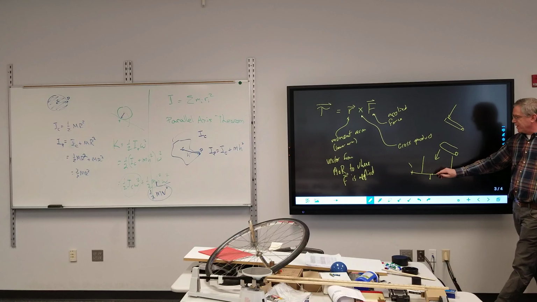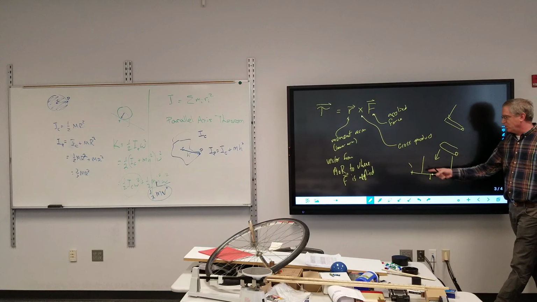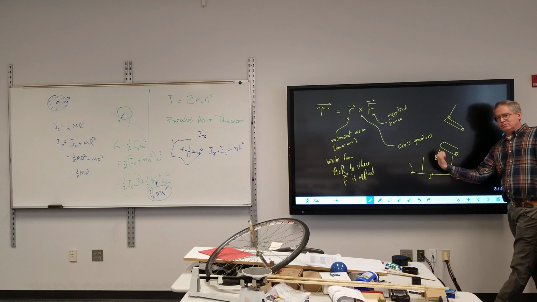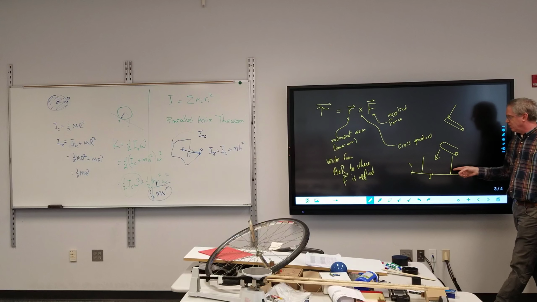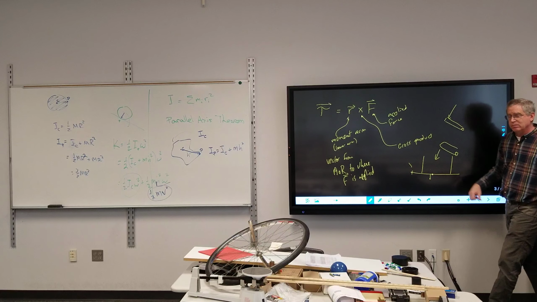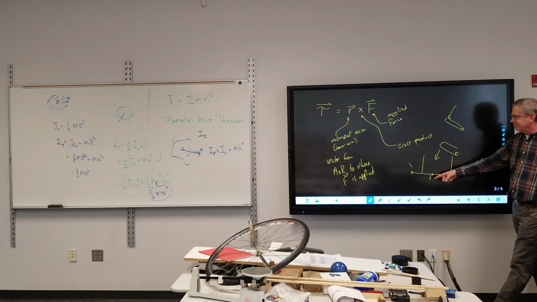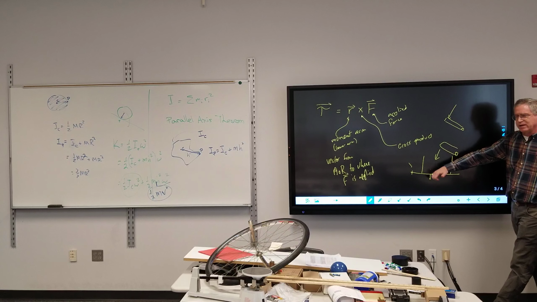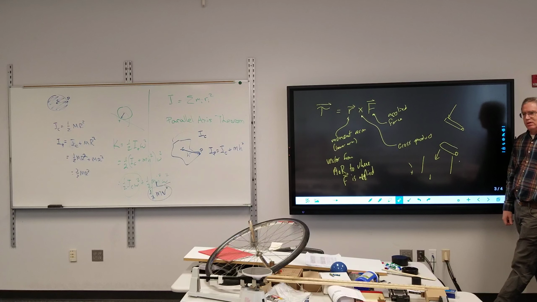If I chose this to be my axis of rotation, this is doing a torque toward the board. This is doing a torque out of the board. And the way I've drawn it right here, the weight is doing a tiny little torque out of the board.